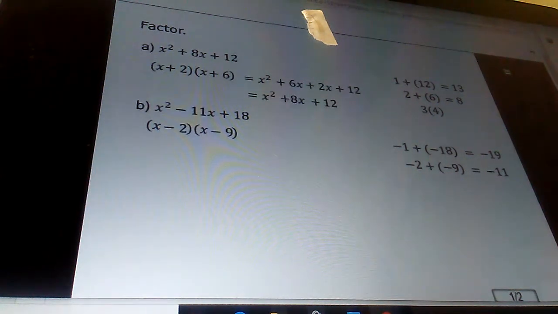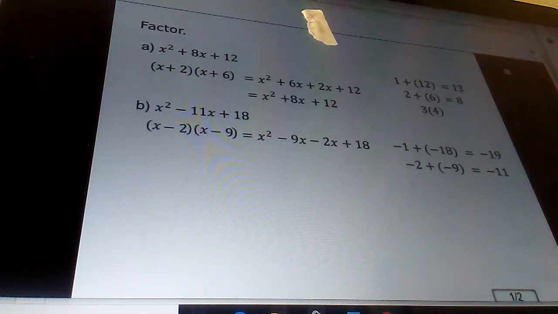Again, let's use the FOIL method to check our factoring. Multiply the first terms of the binomials. X times x is x squared. Multiply the outer terms. X times negative 9 is negative 9x. Multiply the inner terms. Negative 2 times x is negative 2x. And multiply the last terms. Negative 2 times negative 9 is positive 18.